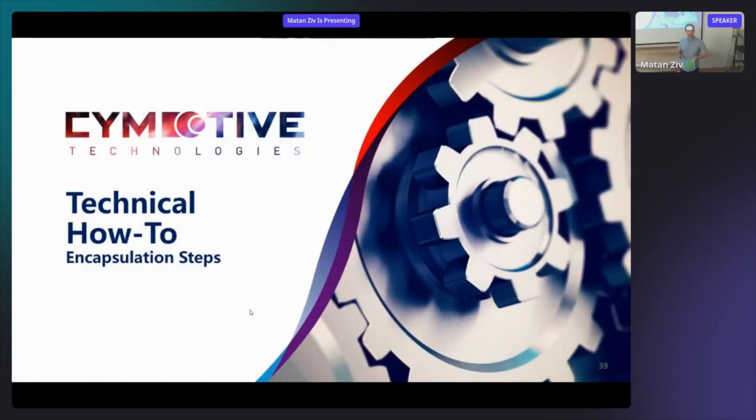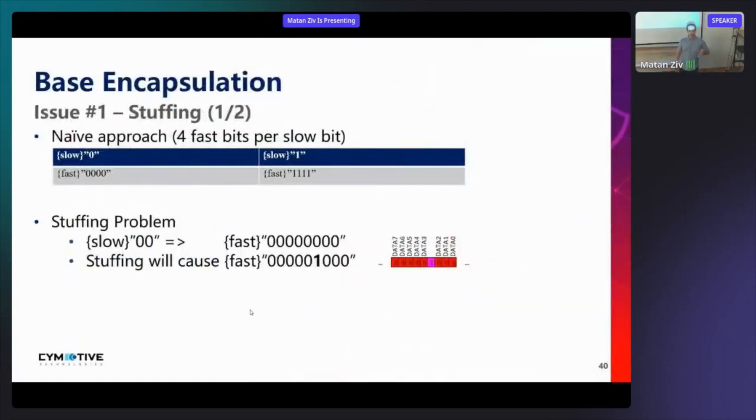Okay, so we understood what CAN bus and CAN FD are. We understood in rough lines what CANCAN is. Let's talk a bit about how a CANCAN message can actually be created. When attempting to take a message and encapsulate it, we need some way of encoding the slow bits of this encapsulated message. So the straightforward way of doing so is, for every slow bit of the encapsulated message, we will take a few fast bits from the encapsulating message and just use them.